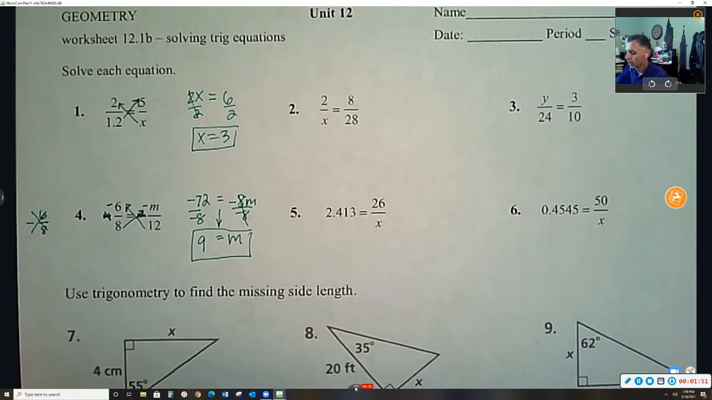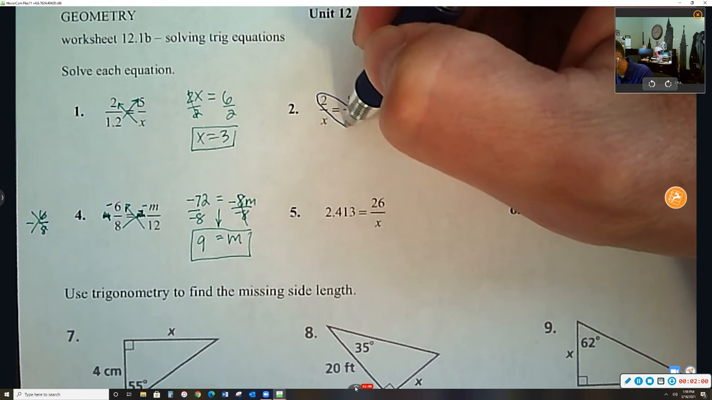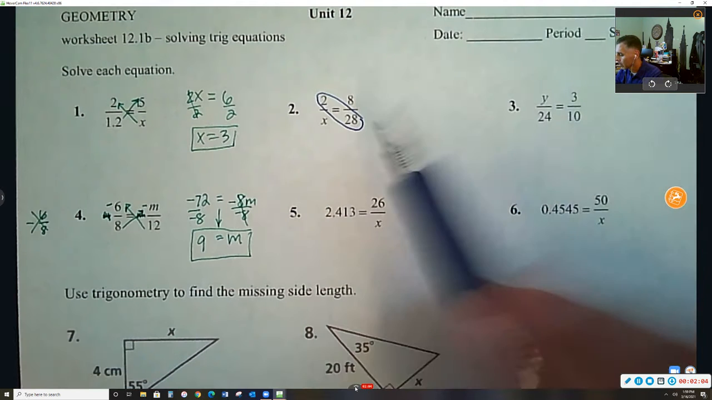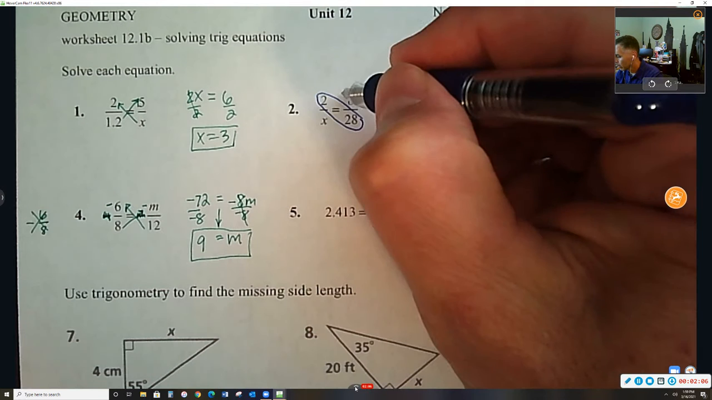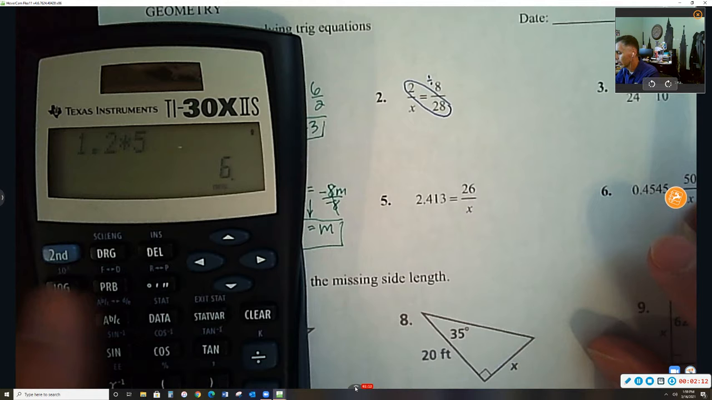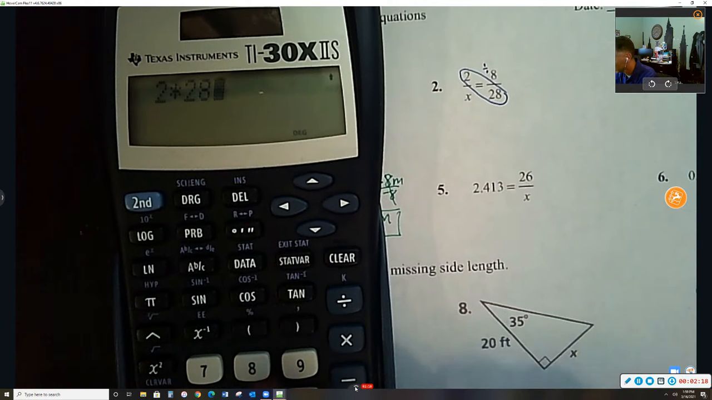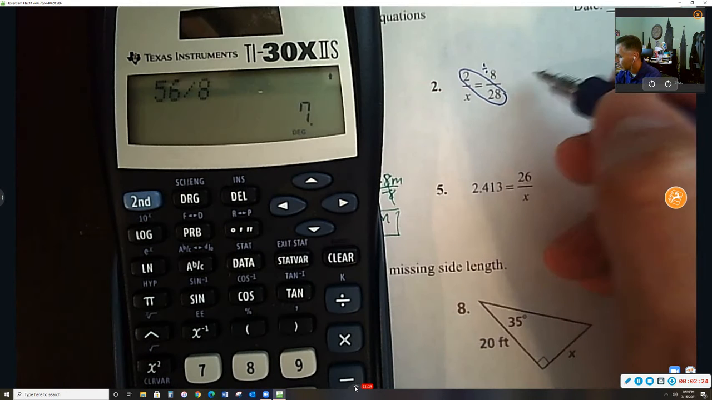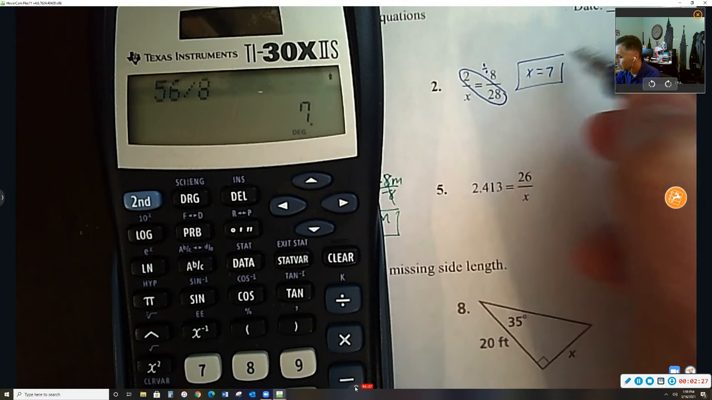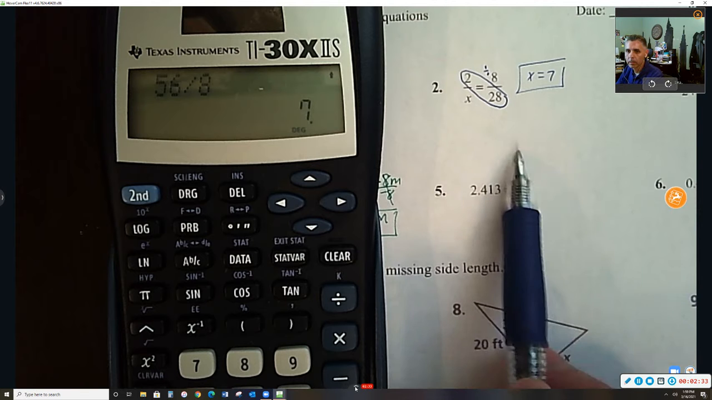Okay. Now the shortcut, when I do the shortcut, it's a little bit different. The shortcut just says, take the two numbers that are across from each other, kind of like we're going to cross multiply. But multiply these two, and then you divide by whatever number is on the outside. So watch, I'm going to show you on my calculator. I get 2 times 28, and that's 56 divided by 8. And that's your answer, x equals 7. The long method still works, but this obviously works a lot faster and is a shortcut.